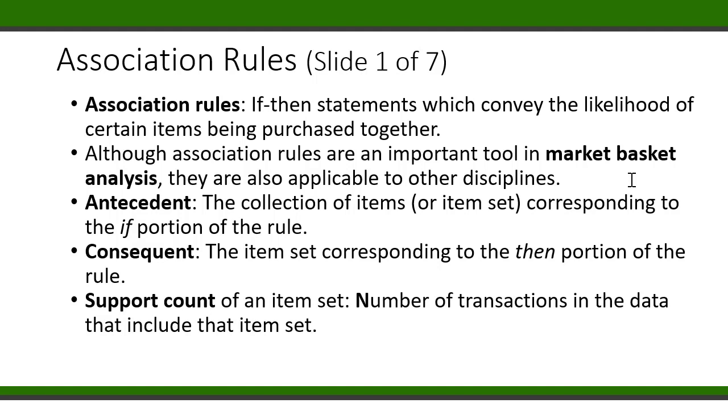Some other terminology you should know about is something called the antecedent. The antecedent is the collection of items or item set that corresponds to the if portion of the rule. So that's what I would call the condition. The consequent is the item set that corresponds to the then portion of the rule. So if that evaluates to true, then the consequent, what are you going to do then? And there's also something called a support count of the item set. That's the number of transactions in the data that include that item set.